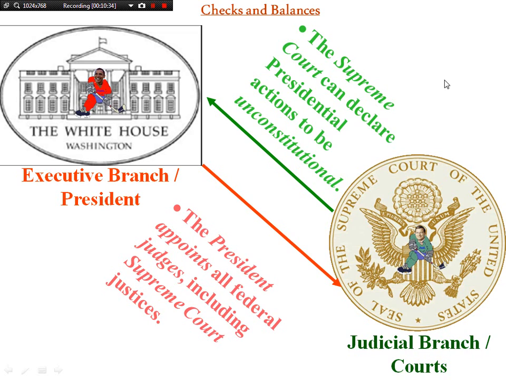So if the president was spying on you or something and the Supreme Court thought that it was unconstitutional, they can check that. The president passes a law like the Affordable Care Act where everyone has to buy health insurance whether you like it or not. The Supreme Court can go ahead and say that that's unconstitutional. In both of those cases, they've actually agreed with the president.